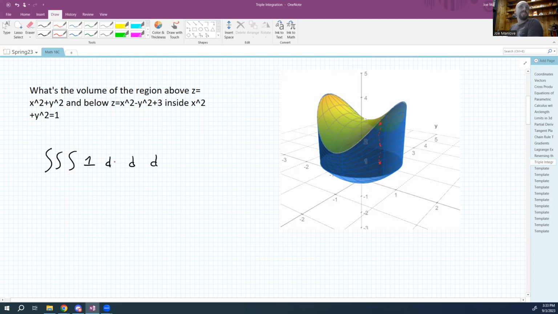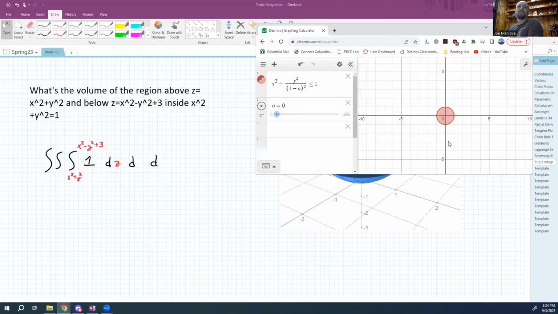So the z bounds here, I'm going to color in red, are going to go from the bottom shape, that's x squared plus y squared, to the top shape, that's x squared minus y squared plus 3. Easy peasy. I know this is not actually easy. This is kind of hard. So here's a word to the wise: once you've done this part, which is the new part, then you're actually in one of these 2-dimensional problems that you've done before.